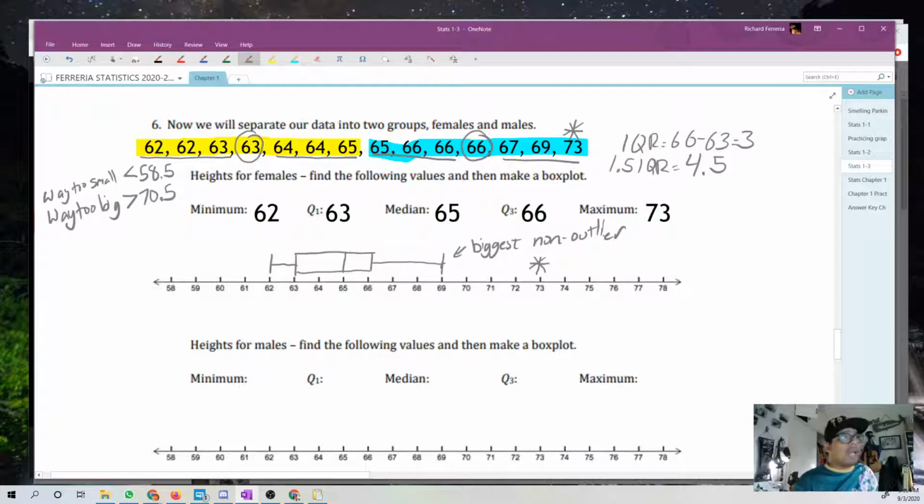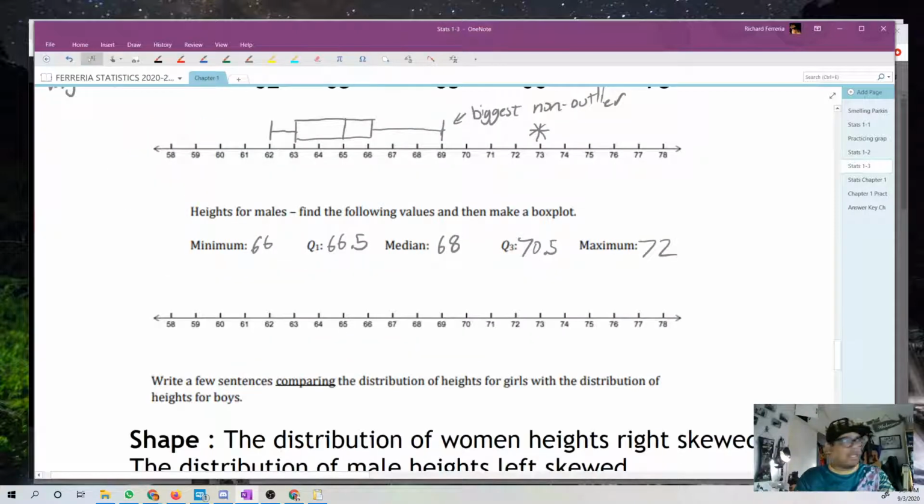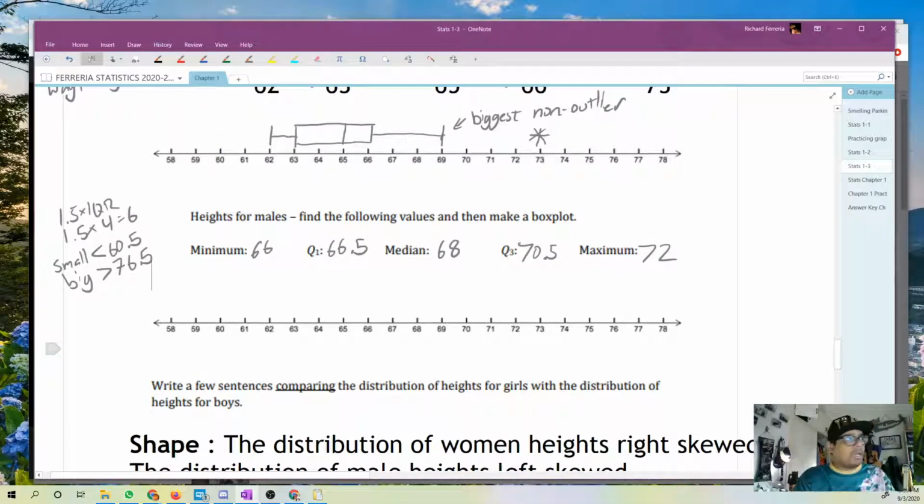Okay. Now we can do the same thing for males. I'm going to do it very quickly just so you can kind of see how this data stacks up. Here's our 5-number summary. A quick check of IQR tells us that a height less than 60.5 is an outlier and a height greater than 76.5 is an outlier. I don't see any of that, so the males have no outliers.